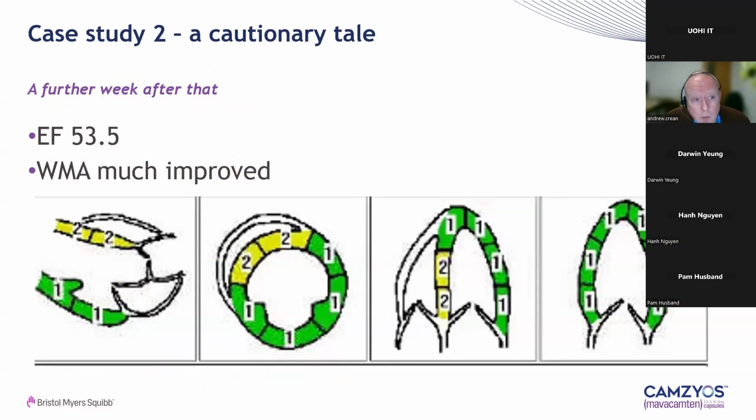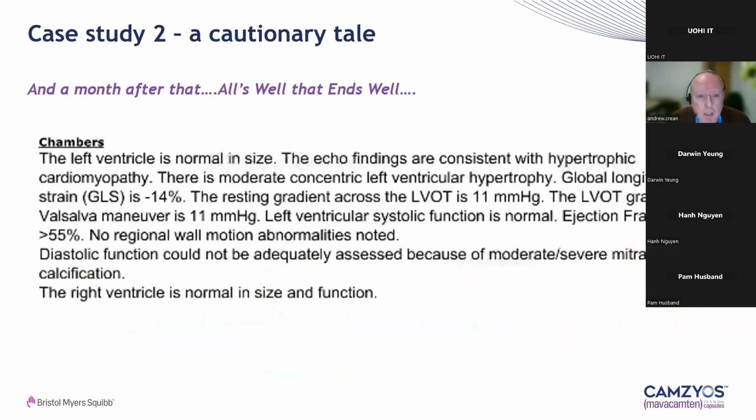So a week later, we repeated the echo. Wall motion abnormality was improving. It wasn't quite normal, but her EF had improved from 35 to 54. And a month after that, although the strain was abnormal, as it often is in HCM, her ejection fraction had returned to more than 55%.